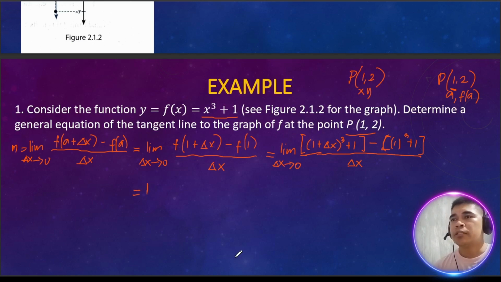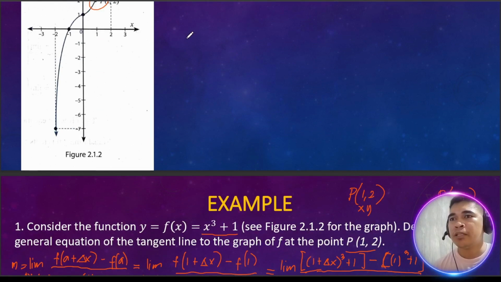Simplify. So, next is the limit. Now, here, we can apply this special product, or if you want a longer solution, we can multiply 1 plus delta x times 1 plus delta x, then the result will be multiplied also by 1 plus delta x. Then the product will be added to 1 and we get the final answer. So we have the cube of 1 plus delta x.